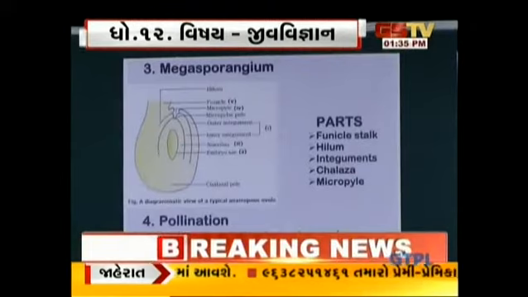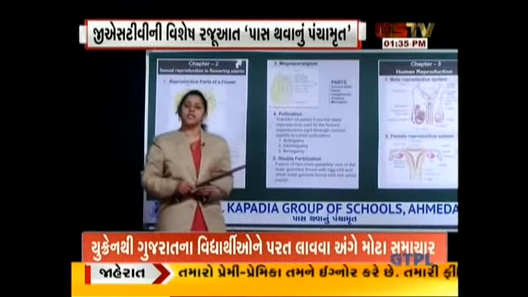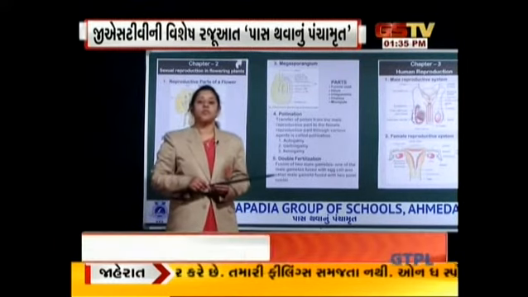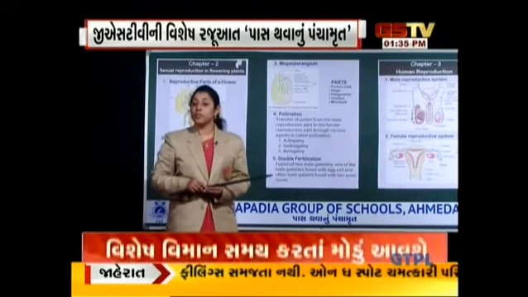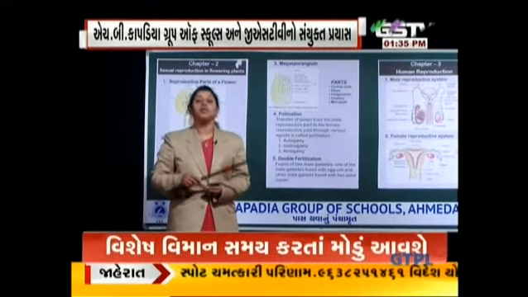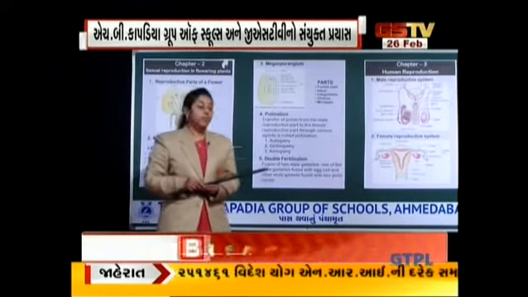And the fourth topic of this is pollination. What is pollination? You are learning pollination from the lower standards. So what is the definition for pollination? Transfer of pollen grain from the male reproductive part to the female reproductive part through various agents, that is called pollination. They are of 3 types.